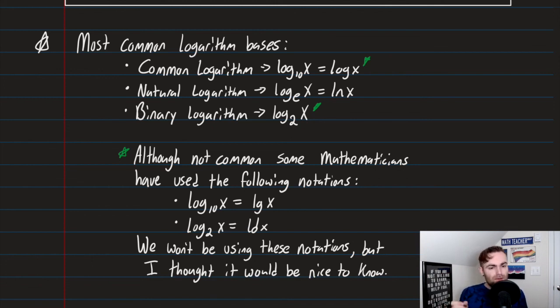There are 2 other notations that are used for these common log bases. For log base 10, some mathematicians have written this and may write this as lg x, leaving out the o, and log base 2 doing ld x for doubling. And I just thought that was interesting to know, but it's not common. It's not something we're going to use in our class, but if you do happen to see those notations in the future, you do know what they mean. I just thought it was cool.